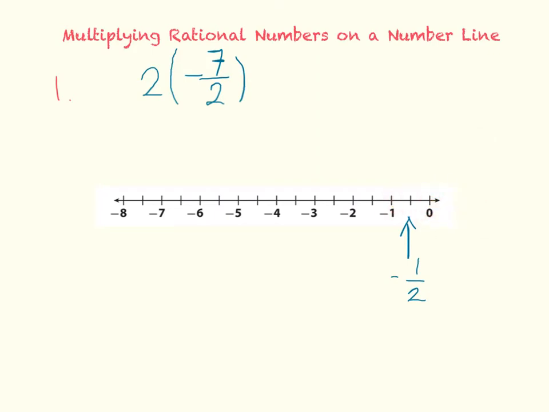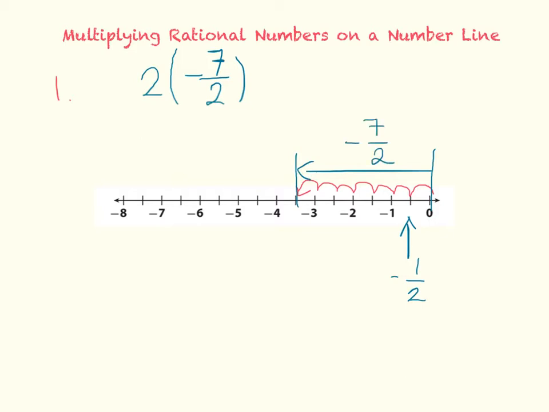So in order to find negative 7 halves, we need to count 7 sections on this number line. Okay, so starting from 0, you have 0, and then 1, 2, 3, 4, 5, 6, 7. So right in between negative 3 and negative 4 is negative 7 halves. So you start from 0 and then you find negative 7 halves right in between negative 3 and negative 4. Okay, so this is negative 7 halves.